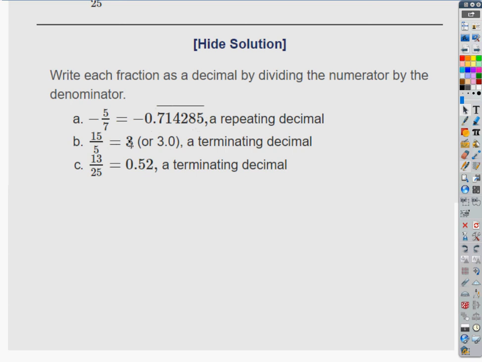15 over 5 reduces to 3. So that's obviously a rational number because it's an integer, right? There's a 1 on the bottom. And then 13/25, that becomes a terminating decimal. Okay, and that's what we would see in our calculator.